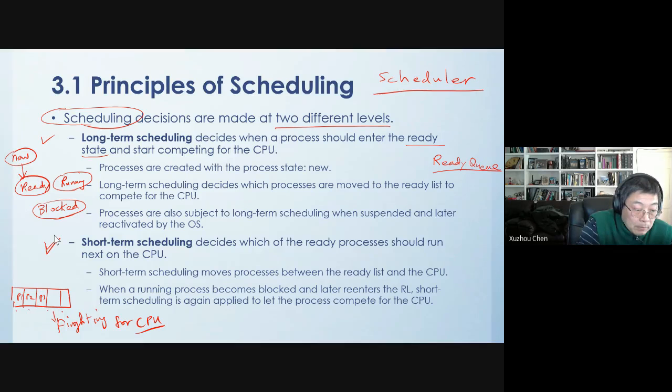So the long-term scheduling is less frequent than the short-term scheduling. It's going to kick in when a process is just created. When the process is created and the PCB is created, the long-term scheduling can decide whether I can put you into the ready queue so you can fight for the CPU. So long-term scheduling decides which processes are moved to the ready list to compete for the CPU.